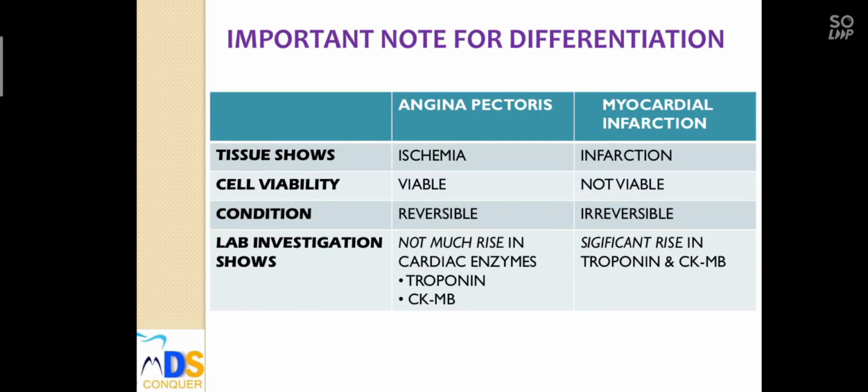This is an important note for differentiating angina pectoris from myocardial infarction. Angina pectoris is nothing but an ischemia of the tissue, but the cells are viable. But in infarction, cells are dead. Angina pectoris is reversible, unlike myocardial infarction, which is irreversible. And lab investigation is one of the important differentiating features. In angina pectoris, there is no rise in the troponin and creatine kinase MB. But in myocardial infarction, there is a significant rise in the troponin and creatine kinase.